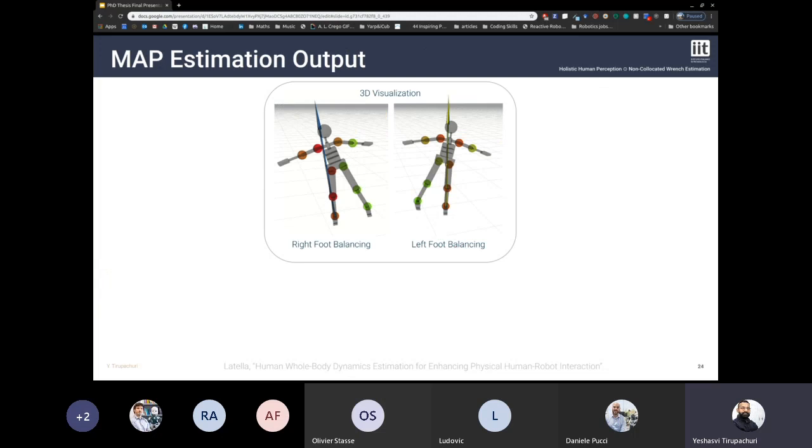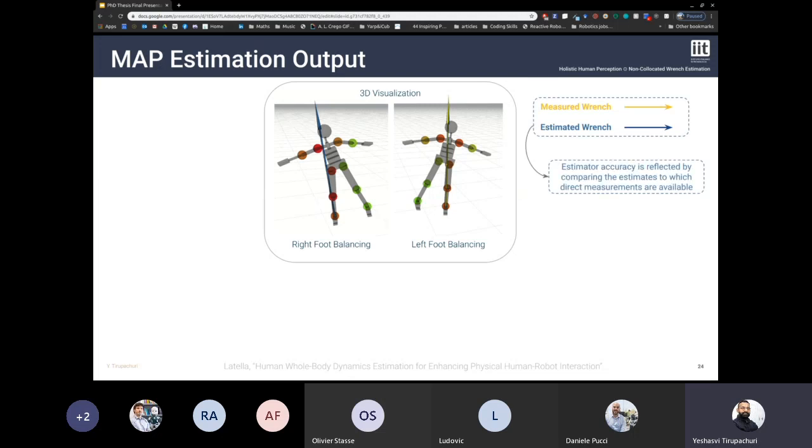Now let us look at a 3D visualization to see the performance of the MAP estimator in action for the tasks of right foot balancing and left foot balancing. The arrows at the feet reflect the external wrench acting on them. The arrows in yellow color are the wrench measurements that are coming from the force torque shoes. The arrows in blue color reflect the estimates at the feet coming from the MAP solution. With the covariances of the estimator tuned correctly, we see that the estimates match the measurements. This reflects the accuracy of the estimator in estimating different dynamic variables.